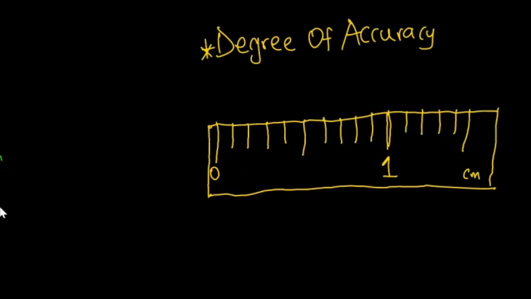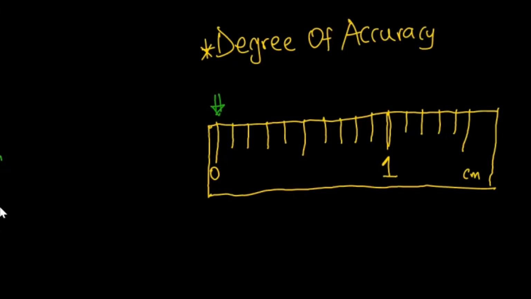So the next thing we have on our screen is the degree of accuracy. So now we have to understand what this concept, degree of accuracy, means. Now if you look at this portion, we have a meter rule. This is just a typical illustration of the meter rule. So we have graduations from 0 to 1 and so on and so forth. Now if you look at this instrument, this is 0 centimeter.